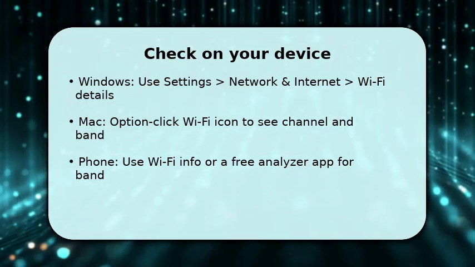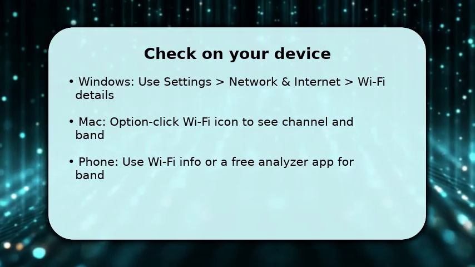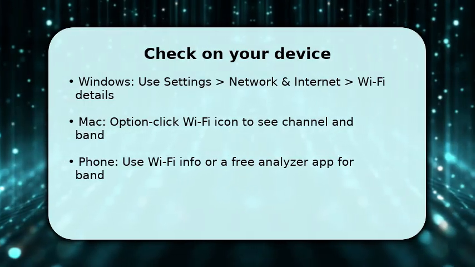Once you see the channel number, you'll know the band. Lower channels mean 4 GHz, higher ones indicate 5 GHz.